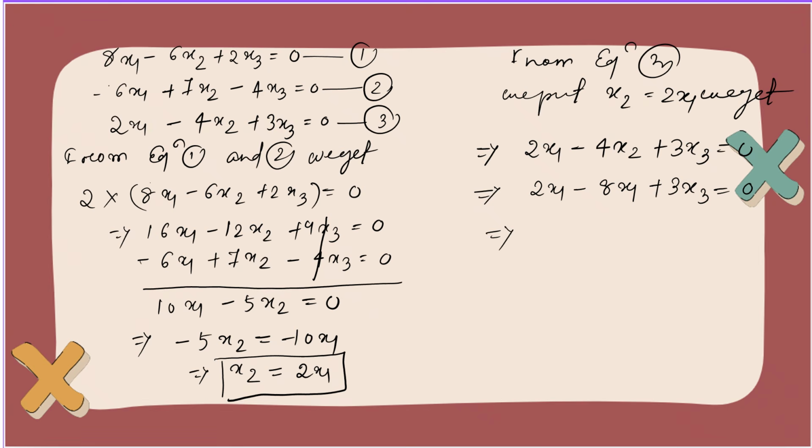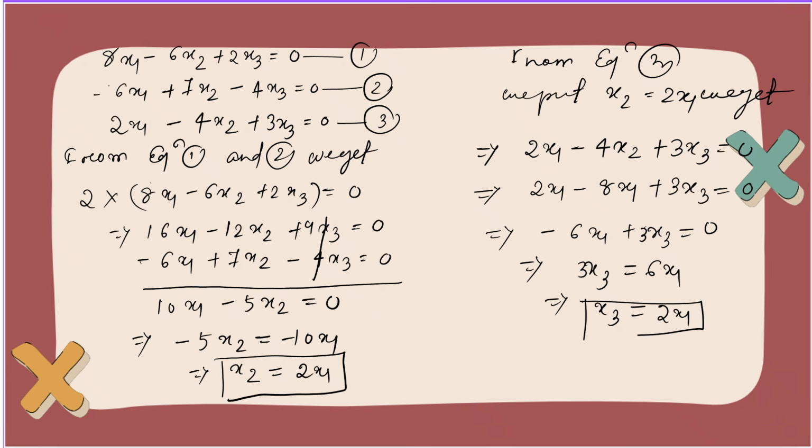So you get minus 6x1 plus 3x3 is equal to 0. So 3x3 is equal to 6x1. So here also you get x3 is equal to 2x1. So here x2 is represented in the form of x1, and x3 is also represented in the form of x1.